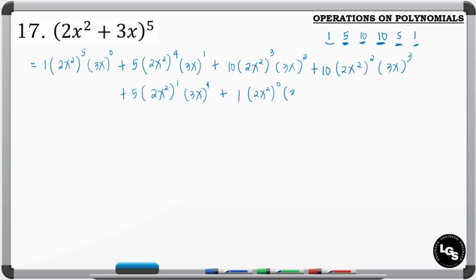Then the second term, 3x raised to 5. So again, the terms with an exponent equal to 0, that is automatically equal to 1. Same with this one. So let's simplify our answer.